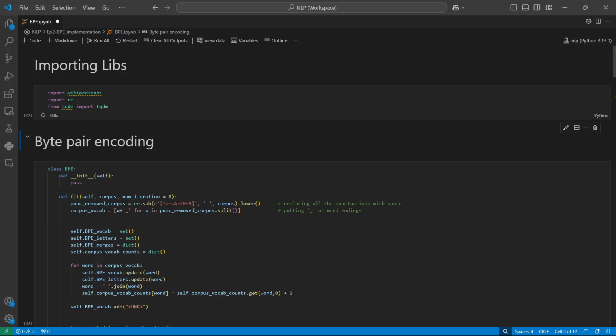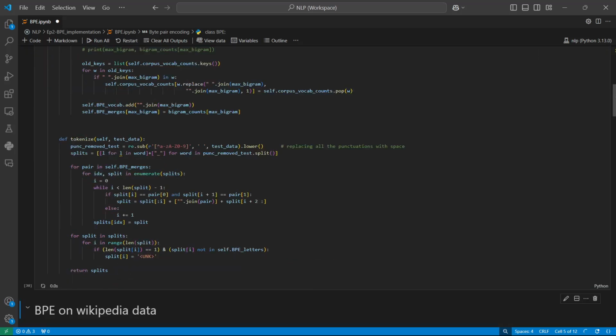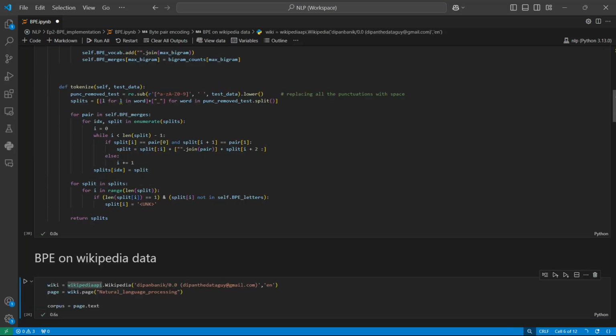And this Wikipedia API, by the way, is open source, so you can use it for free. All you need to do is give your name and some index value, and then your email ID in brackets. You need to follow this syntax, and then give the language of the page that you want to fetch. After that, you have initialized your Wikipedia API, and from there you can just call wiki.page and the name of the page you want to access.